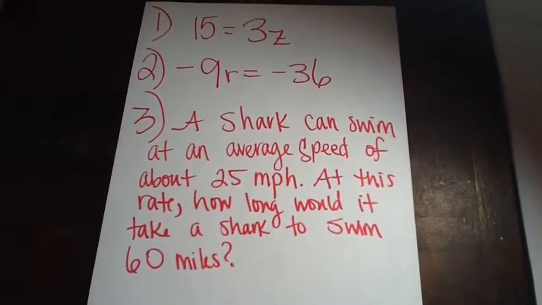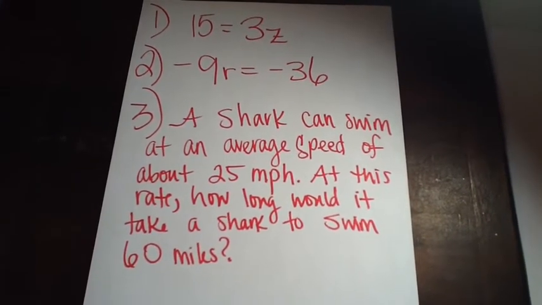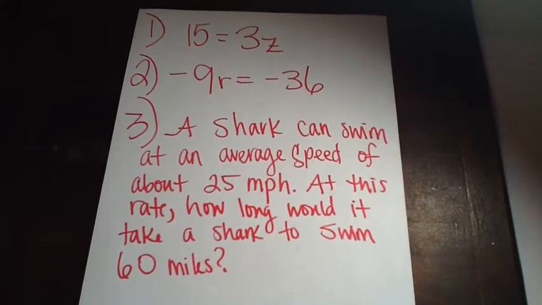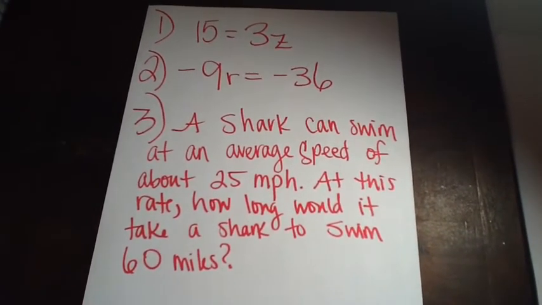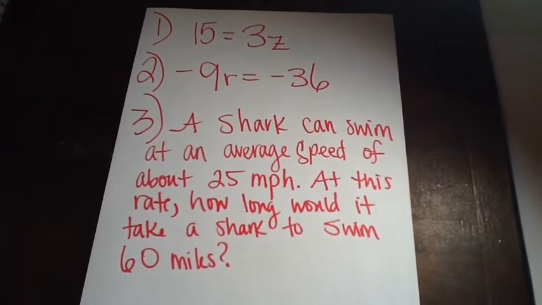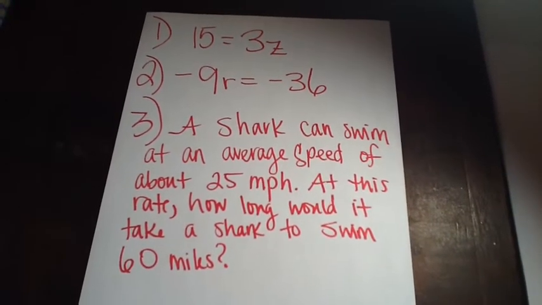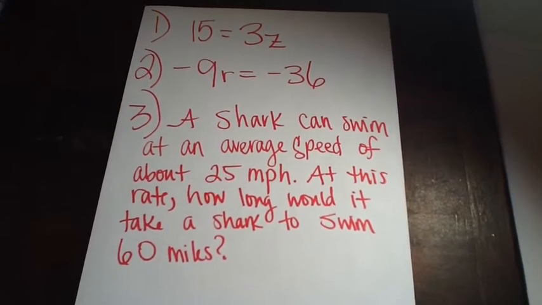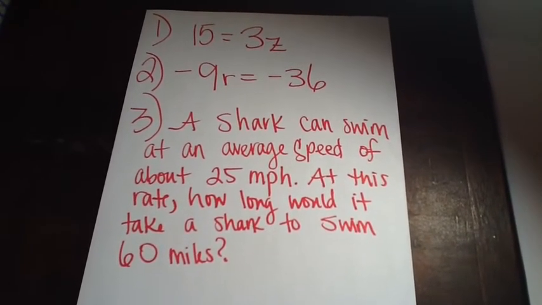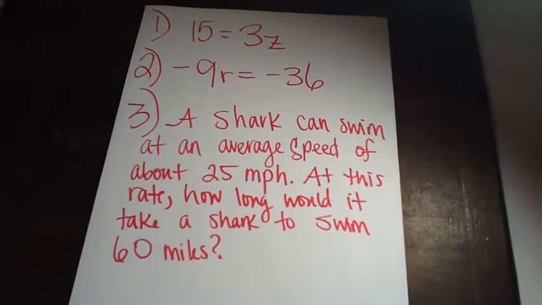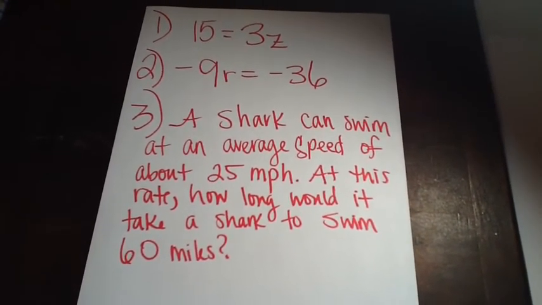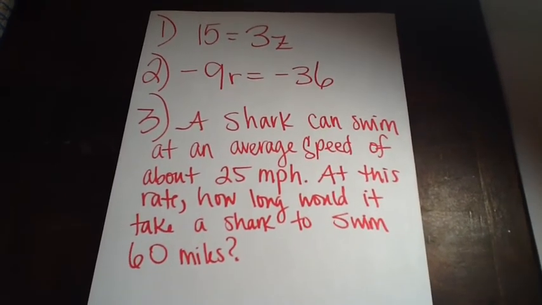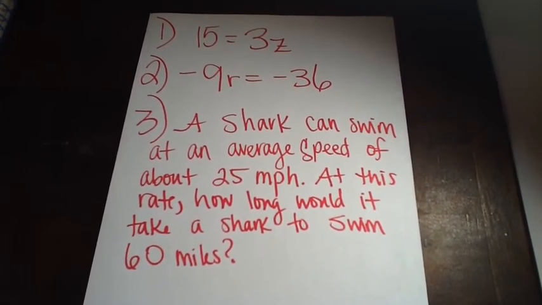Number 1 says 15 equals 3z. Number 2 is negative 9r equals negative 36. In those first 2 problems, just go ahead and solve for the variable by dividing. Number 3, a shark can swim at an average speed of about 25 miles per hour. At this rate, how long would it take a shark to swim 60 miles? So what you need to go ahead and do is come up with a multiplication algebraic expression or equation, and then go ahead and solve for that variable. Good luck. We'll see what you get tomorrow.